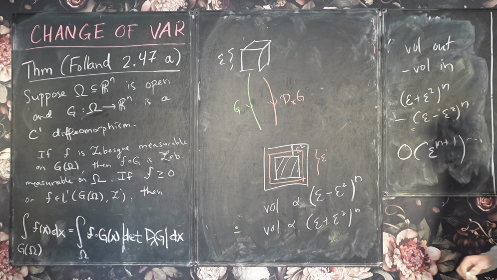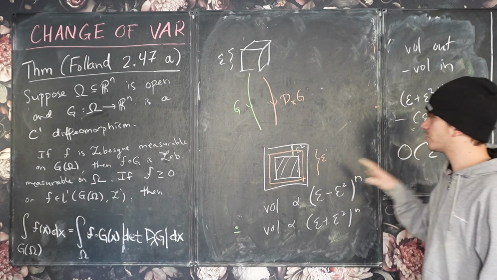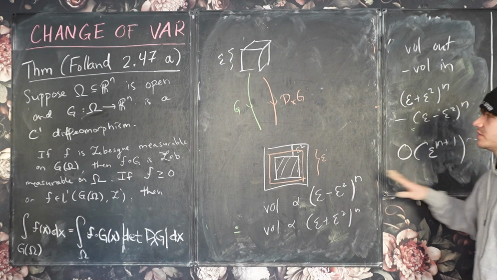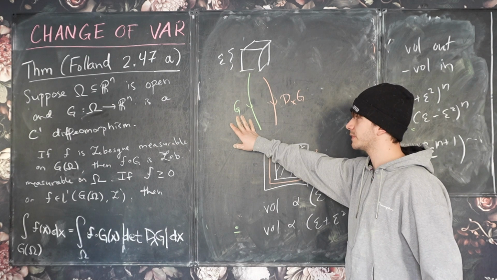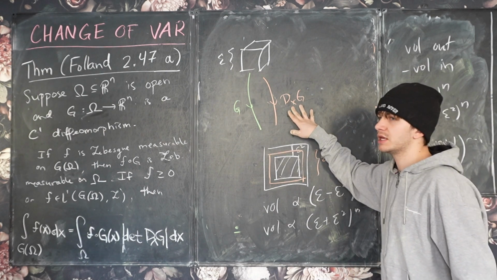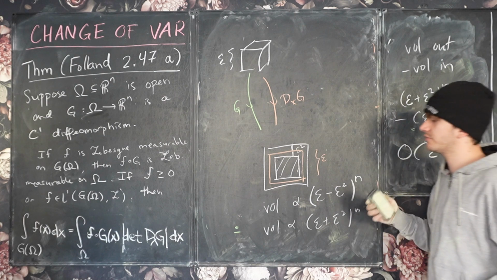So what that tells me is that for a small epsilon, the difference in the volumes between the true image under G and the image under this differential map is of order epsilon to the n plus 1. That's going to be my error in my volume approximation.